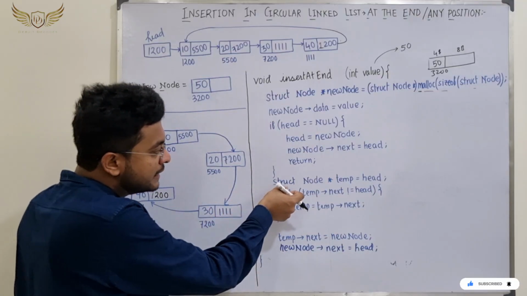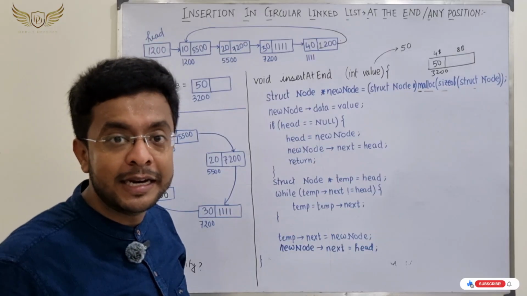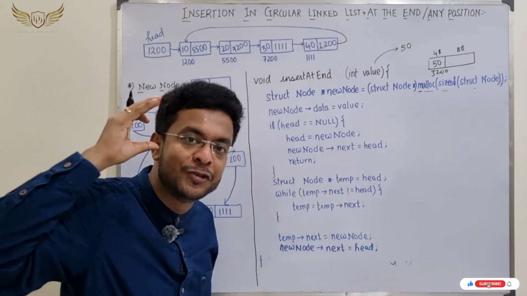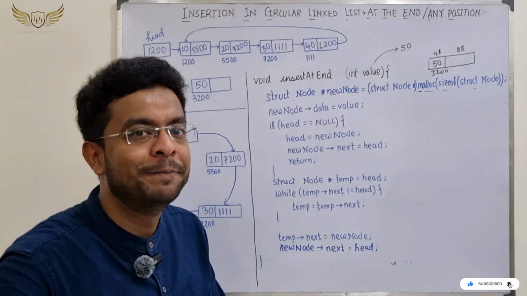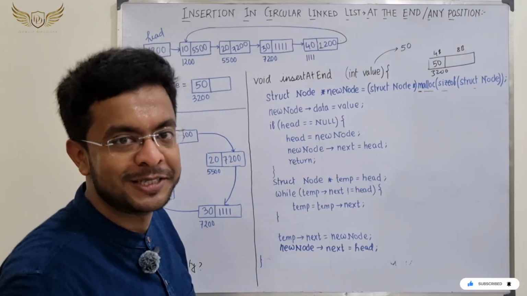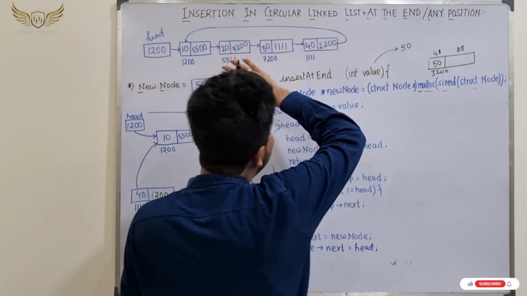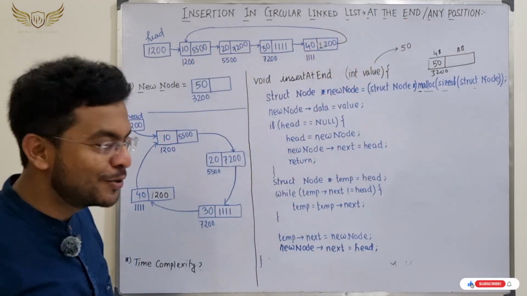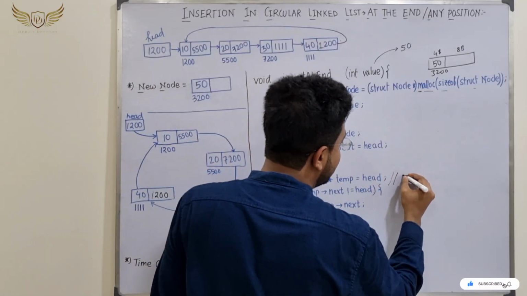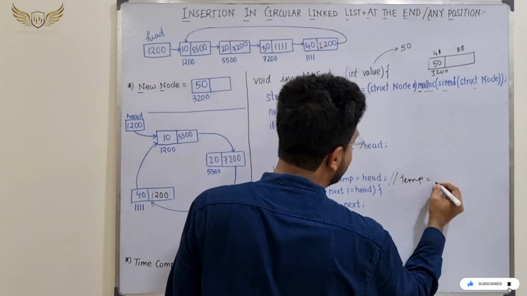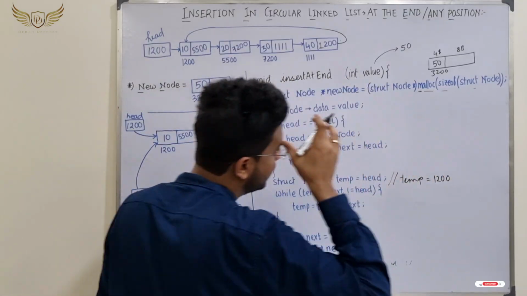Now see, struct node star temp. What is the one thing we will be doing? As I have said earlier as well, whenever you see temp, there is a thing that should be in your mind if you have seen the previous video: whenever we take a temp pointer, it might be used for traversal. Because if we are inserting at the end, we need to traverse the entire linked list. So we are getting ready with a temp. Temp is holding head. What is the value of head? 1200. So temp is holding 1200.